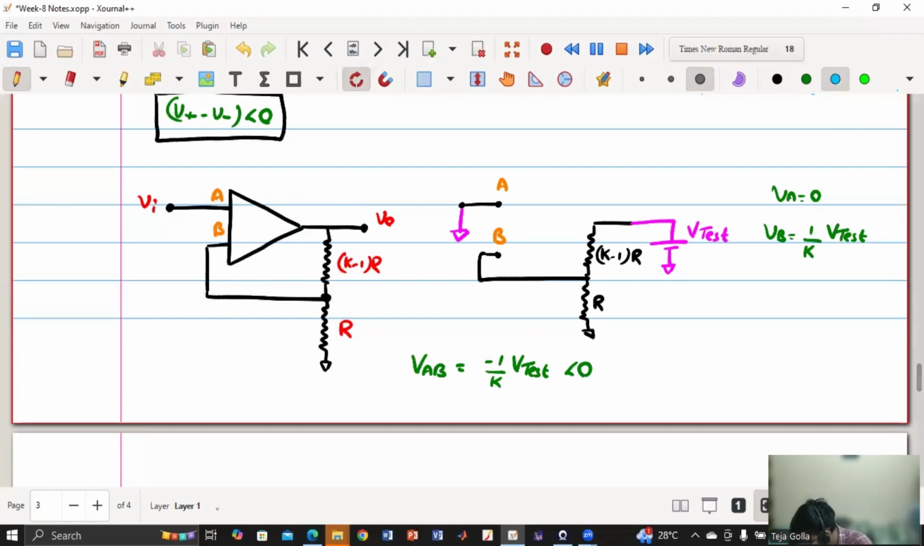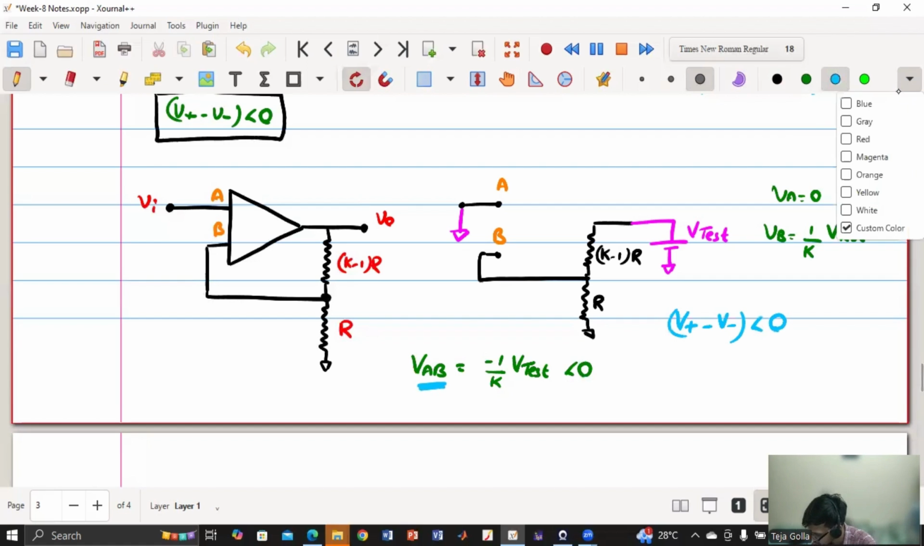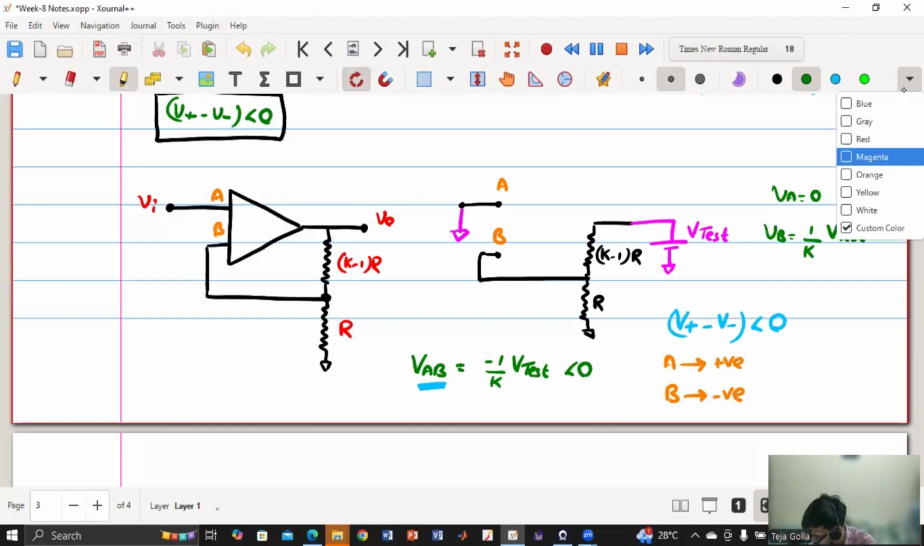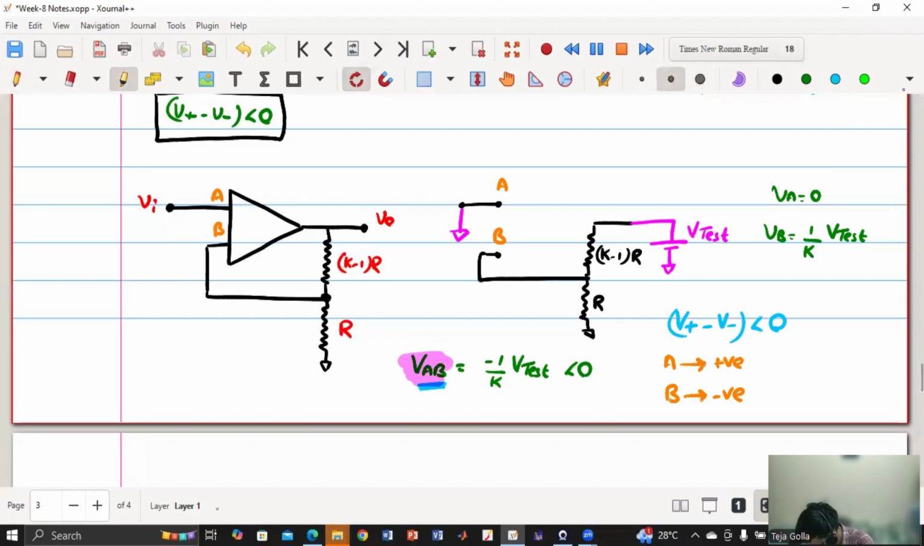And what is my aim? My aim is that V plus minus V minus should be less than 0. So if it is matching, what does that mean? That means my A is the positive terminal and B is the negative terminal, right? Because these two are matching. Because VAB is coming to be less than 0 and this is also the same. So both are matching, meaning A is the positive terminal and B is the negative terminal, because that is what I am supposed to get. The VD should be coming to be negative, right?